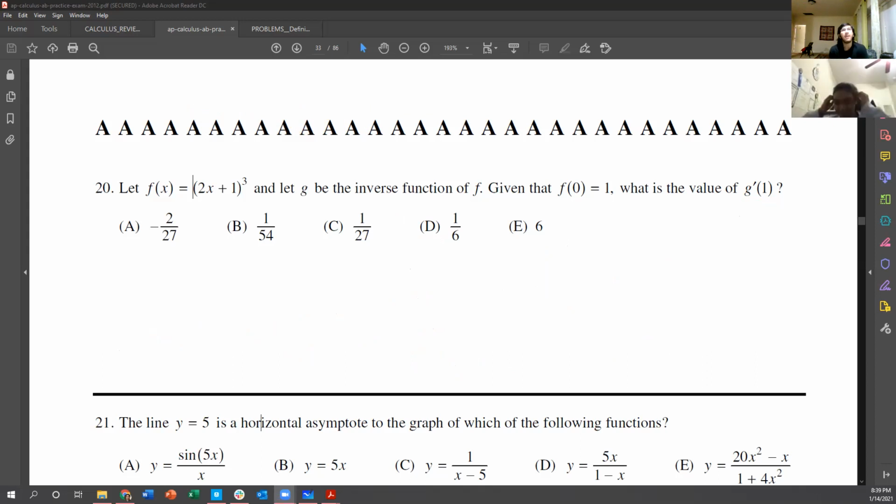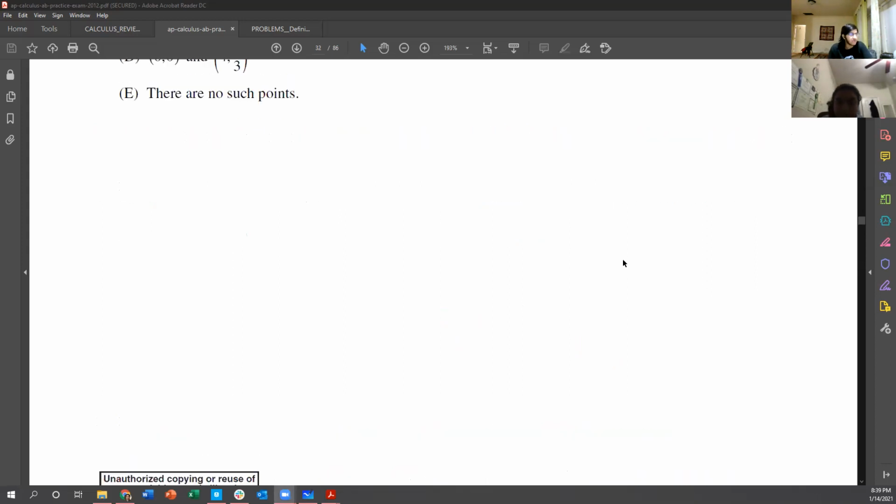My approach is I try to just remember the skill. Now I remember the formula: g prime of x equals 1 over f prime of g of x. That's the formula. There's no way I'm going to remember that. When did we learn this? September, October. It's been such a long time. So I'd rather use the skill to figure out the formula. And it worked. So 20 was D.